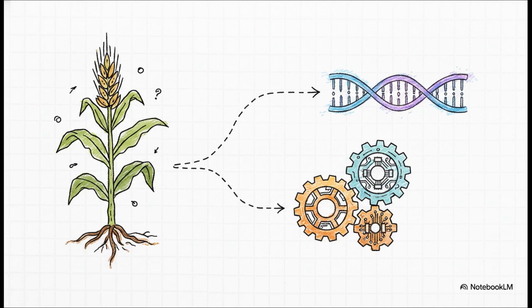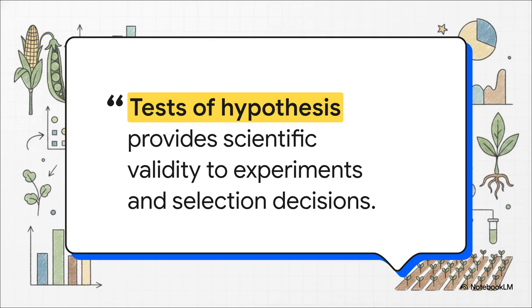To bring it all together, I love this quote derived from our source notes. Tests of hypothesis provide scientific validity to experiments and selection decisions supporting varietal releases. That right there is the ultimate takeaway. All of this biometrical analysis, the means, the variances, the t-tests, the regressions, it's all done so that when a new, potentially life-saving crop variety is released to the world, it is done with absolute, unshakable confidence.